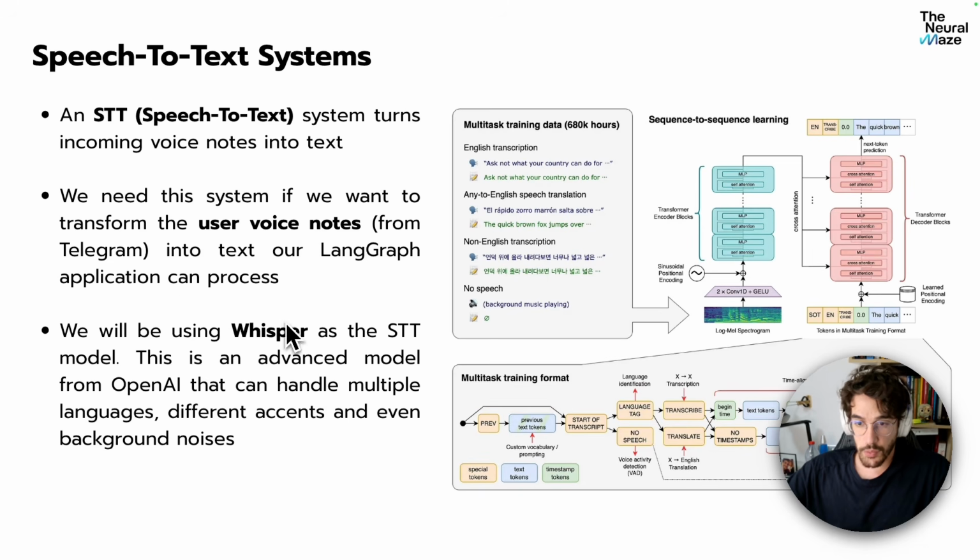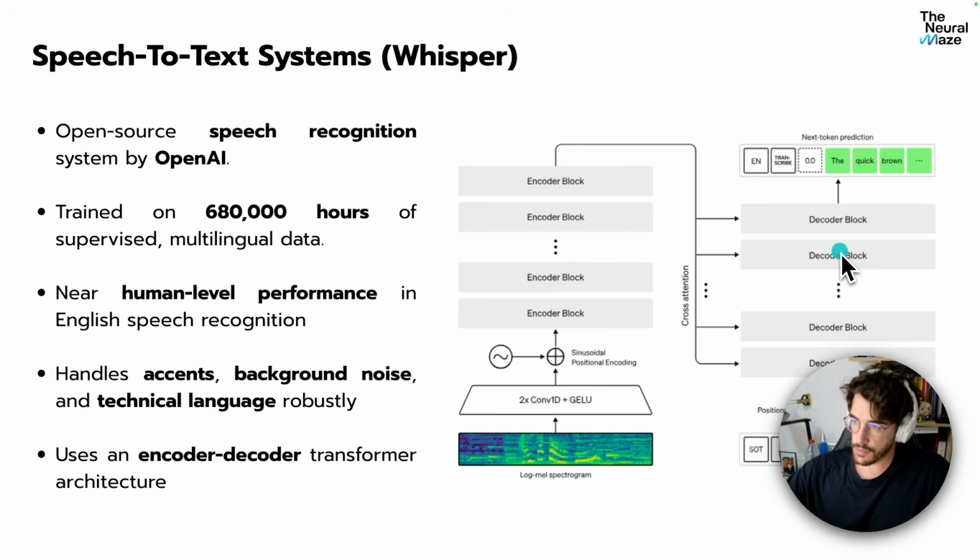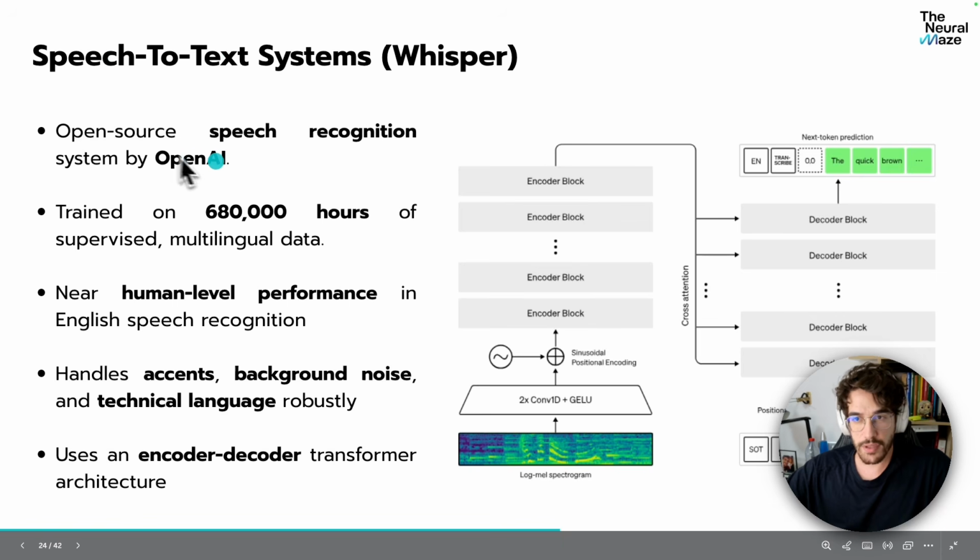And the model that we will use as the speech-to-text system is Whisper, which probably you already know. This is an advanced model from OpenAI. It's open source, but we are just going to use the hosted version from OpenAI. Okay, so if we go to the next slide, I put here some relevant features about Whisper.